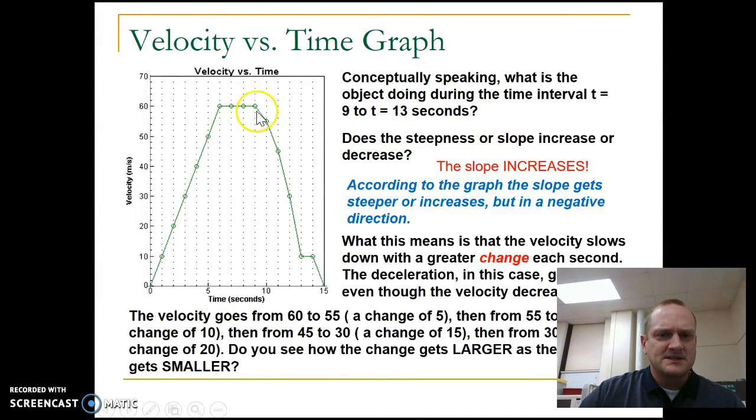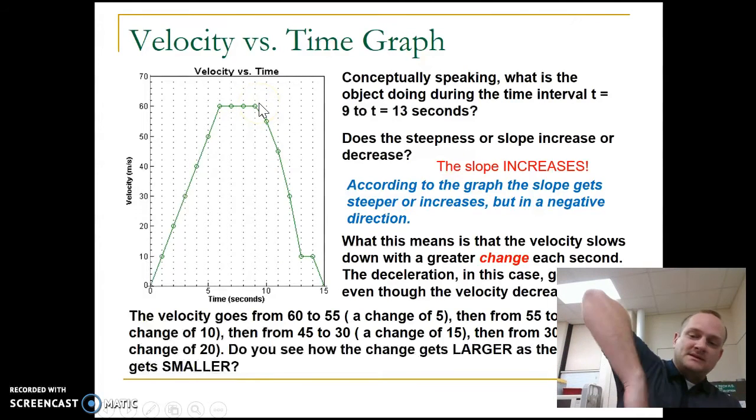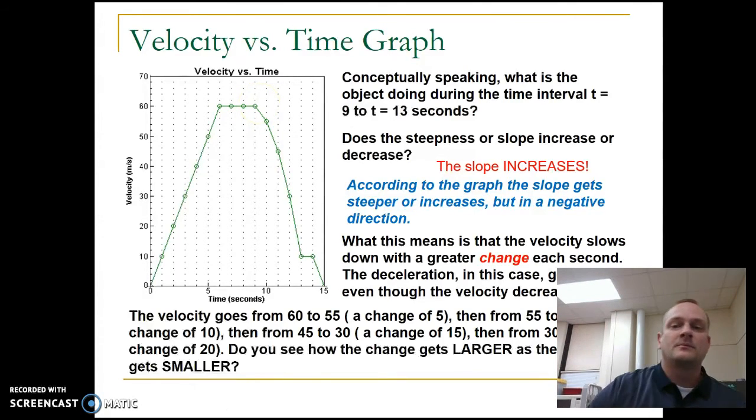Well, from 9 to 13 seconds, we're looking here. So the slope is actually increasing. It's increasing, but it's increasing in the negative direction. It's getting steeper, but it's getting steeper going down, okay?